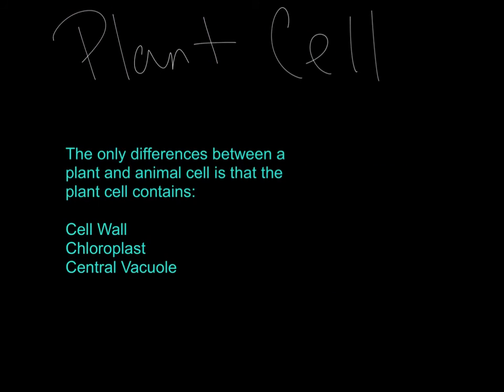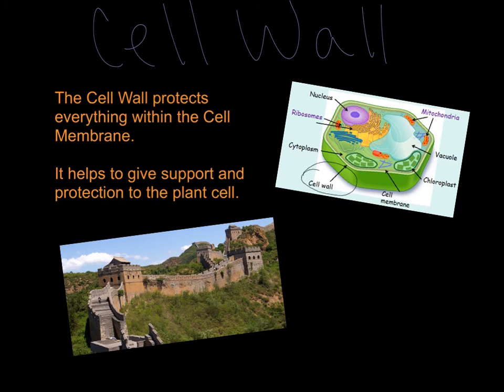Now let's move on to a plant cell. The only differences between a plant and animal cell is that the plant cell contains the cell wall, which the animal cell doesn't. Plant cells also contain chloroplasts, which animal cells do not. And plant cells contain what we call a central vacuole. So instead of many little vacuoles, it contains a central vacuole. So let's look at these three in detail now.